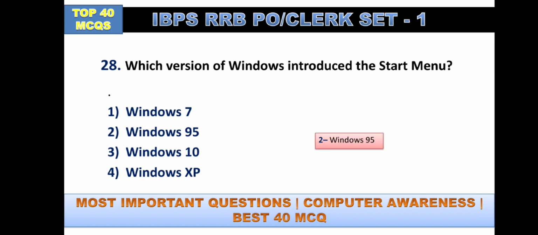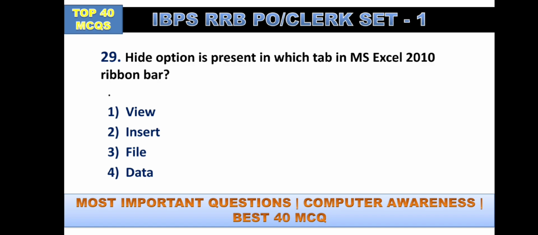Yes, Windows 95. Okay. Hide option is present in which tab in the MS Excel 2010 ribbon bar? So it is present in the View tab. Here the answer is option number 1, the View tab.